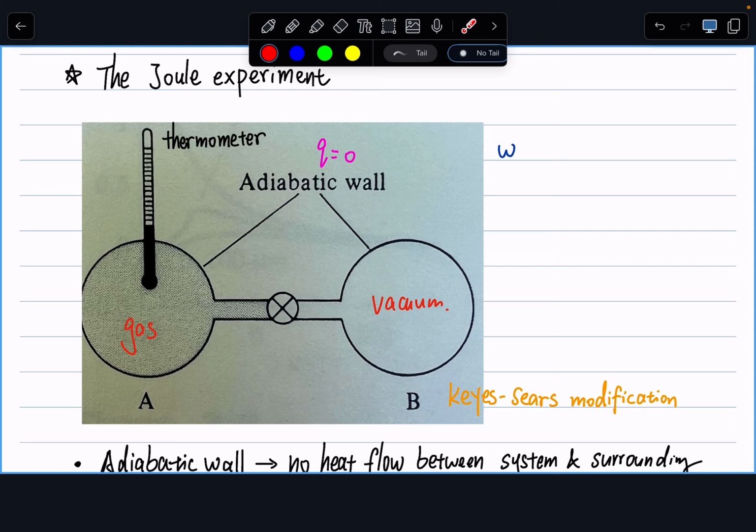Now in this process, the gas is not doing any work on the surrounding because we have the rigid wall surrounding it. So W also equals 0. Now we're ready to use our first law of thermodynamics, in which we have delta U equals Q plus W equals 0.